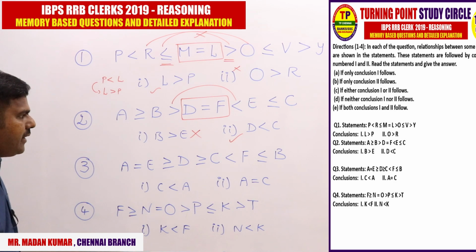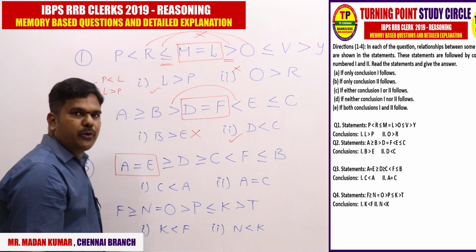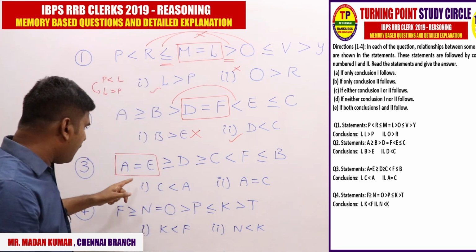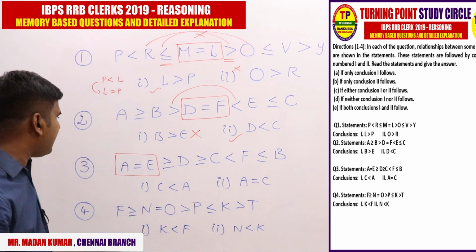Third one, A equal to E, greater than or equal to D, greater than or equal to C, less than F, less than or equal to B. Here also whenever equal to is there, put it in a single box. So come to the first one. What is the first conclusion? C less than A.